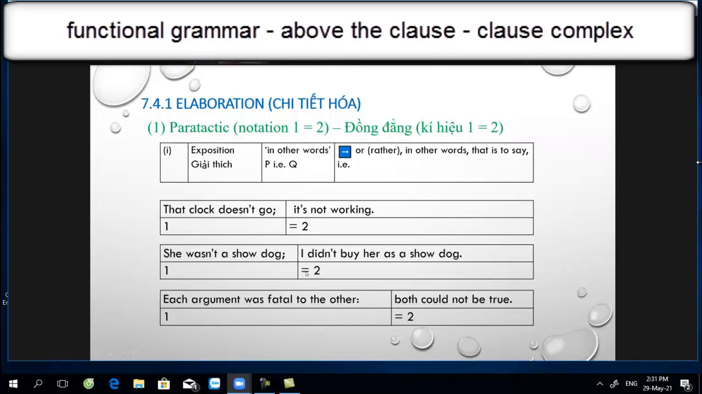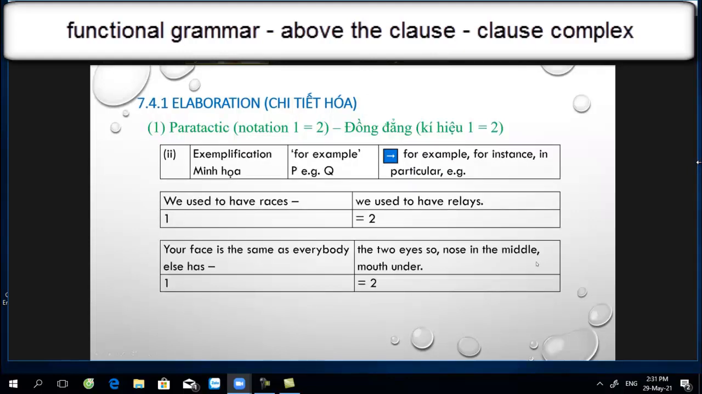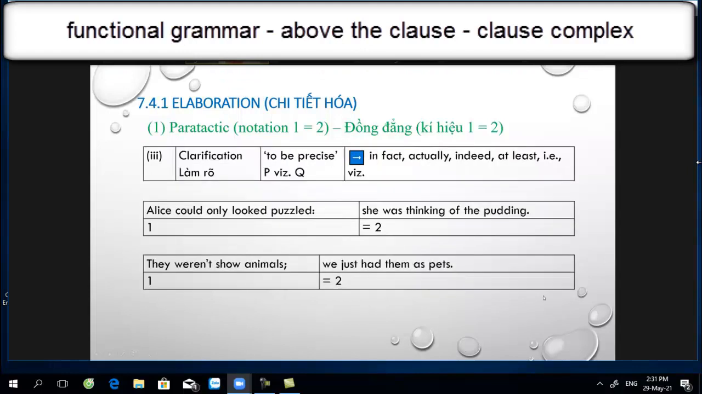"She wasn't a show dog. I didn't buy her a show dog at a show." Yes. The author wants to explain why she wasn't a show dog, right? Okay. Next victim, please. Chị Mai. "Each argument was fatal to the other. Both could not be true." Okay, thank you. Now, the second one, exemplification. I have just talked about it. And now we move to the third one, clarification.